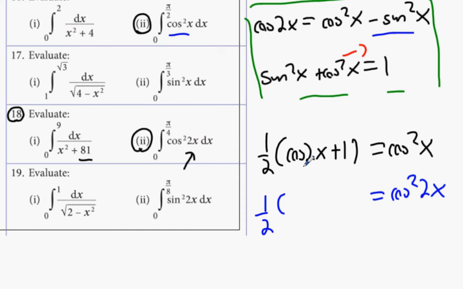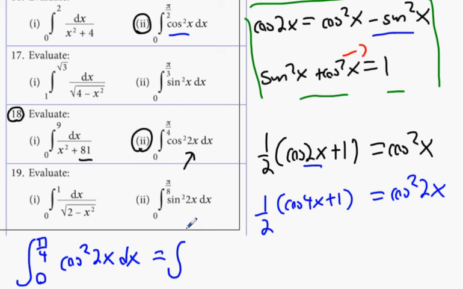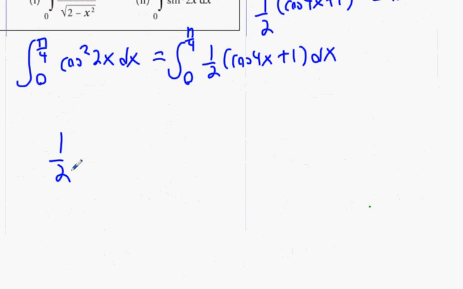So it's going to be a half. What will this be? Cos 4x plus 1. Substitute in. So the integral from 0 to pi over 4 of cos squared 2x dx is the same thing as the integral of a half cos 4x plus 1 dx. Now, once that's done, move the half to the outside, and then we're going to have the integral from 0 to pi over 4 of cos 4x plus 1 dx.